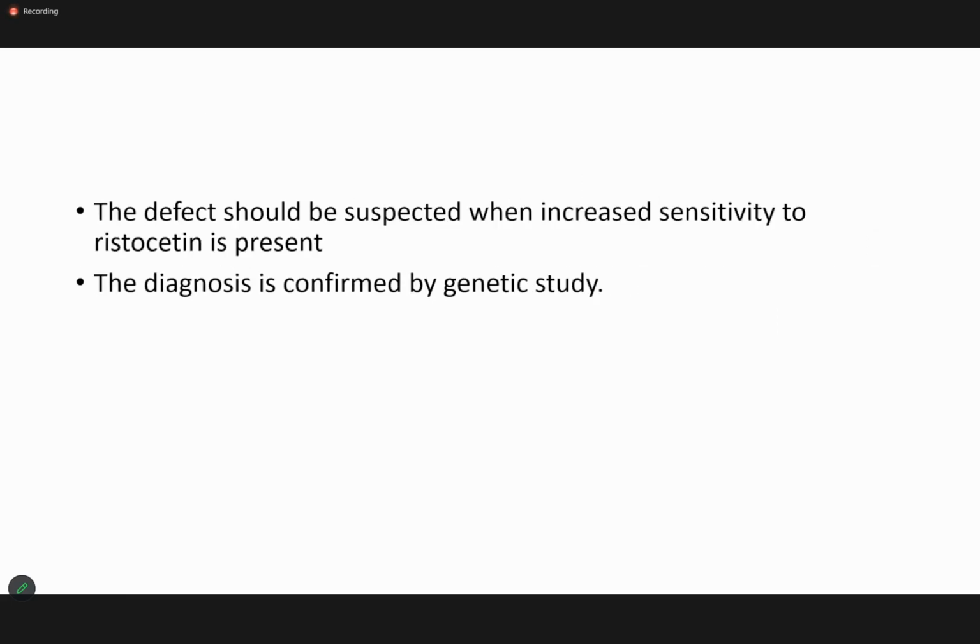So in the presence of hypersensitivity of the platelets toward ristocetin at a low dose ristocetin threshold, then you need to think about this problem. Okay. And basically the confirmation of the diagnosis is made by genetic study. Okay.